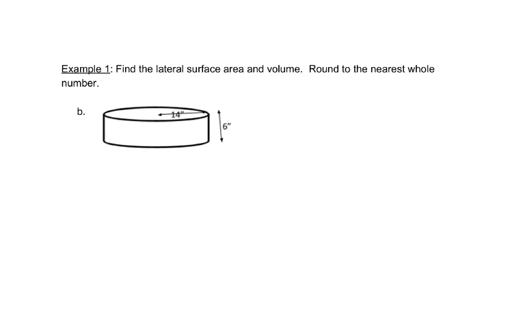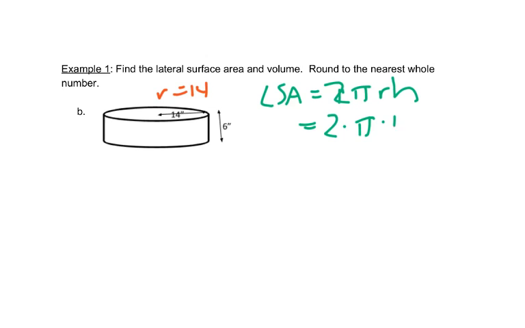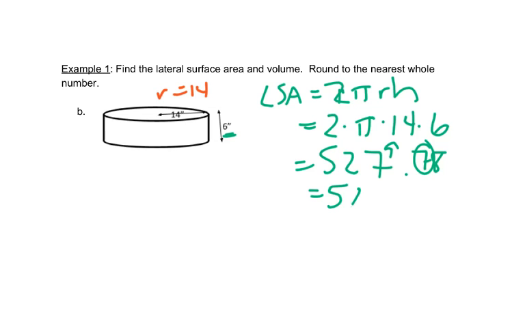Here we'll do another one. This time we're given the radius. The radius is 14. So lateral surface area is 2 pi r h. So we'll have 2 times pi times 14 times 6. This is the height right here. And that gives us 527.78. This 7 afterwards tells us to round up, so we'll have 528 square inches.